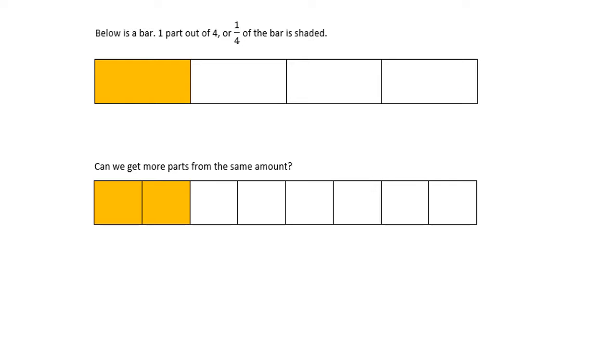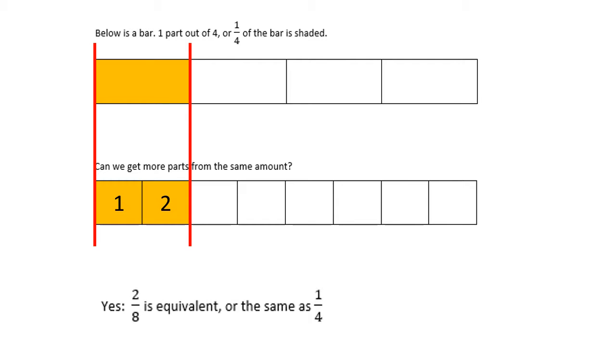So moving on then. Can we get more parts from the same amount? If we have a little look, we've got exactly the same amount that's been shaded in both our bars, but we've actually got more parts. We've got 2 parts, 1, 2, instead of 1 part. So that's the same as 2/8 because you've got 1, 2, 3, 4, 5, 6, 7, 8 parts altogether, which is your denominator, and only 2 have been shaded, so that's your numerator. So 2/8 is equivalent or the same as 1/4.